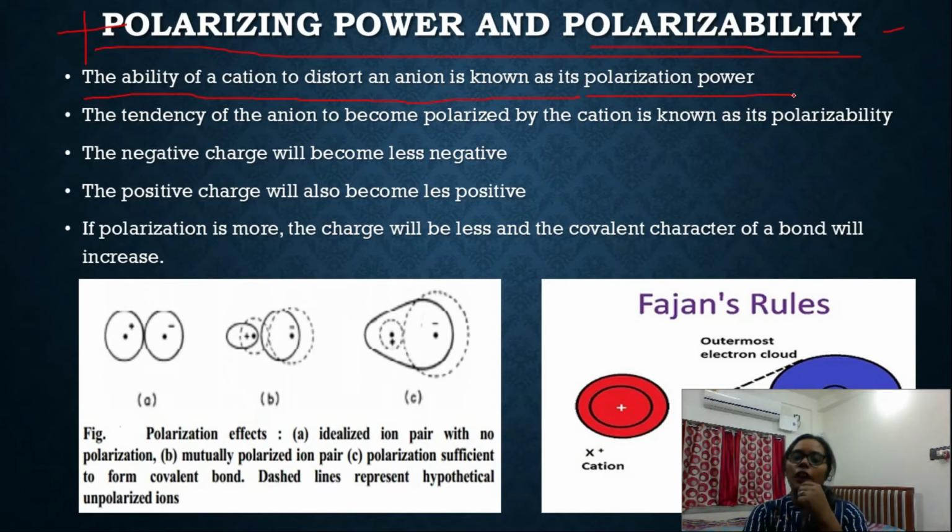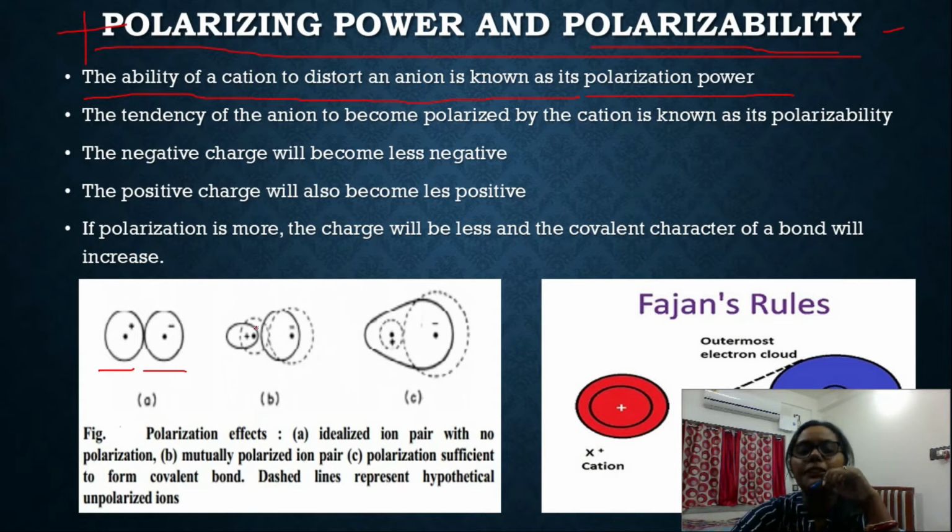Now what will happen when one positive charge and one negative charge come closer to each other? The positive charge will attract the electrons.